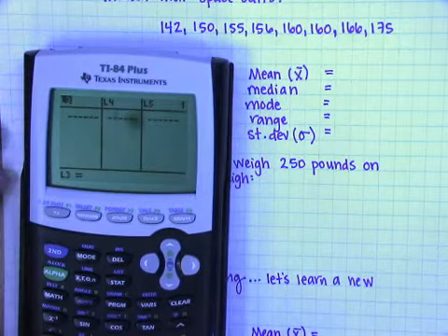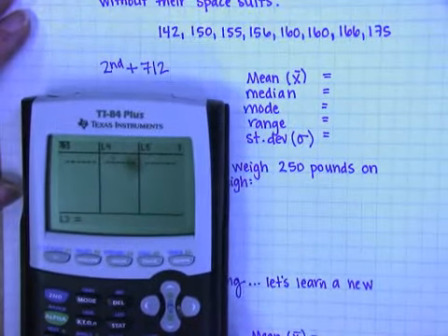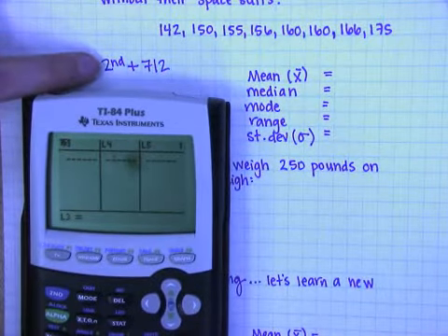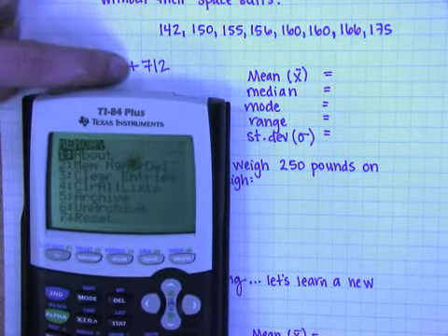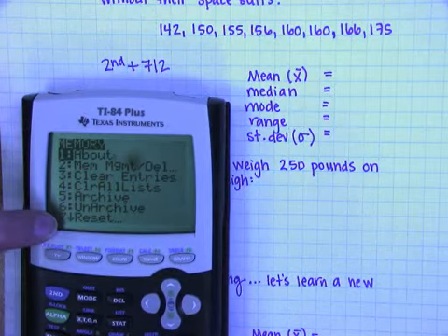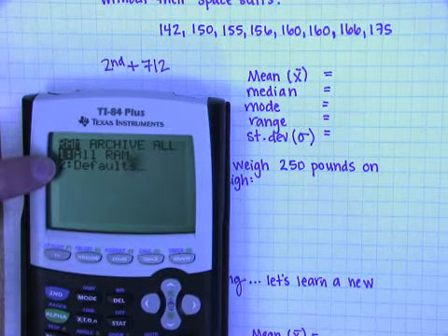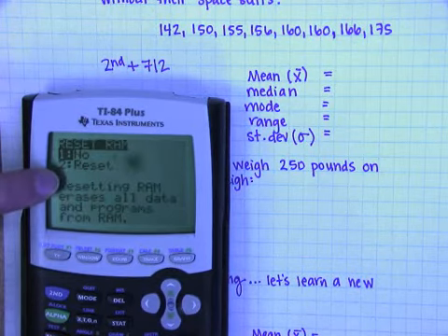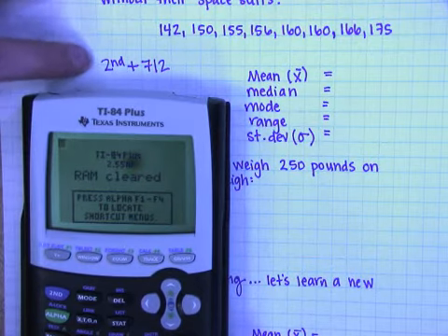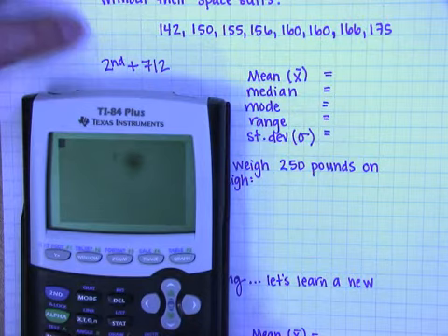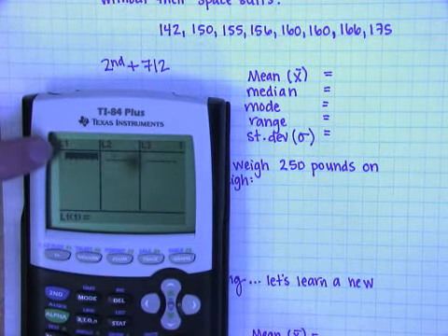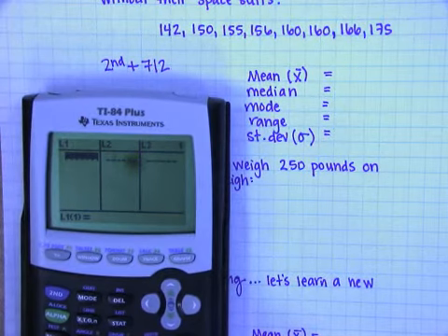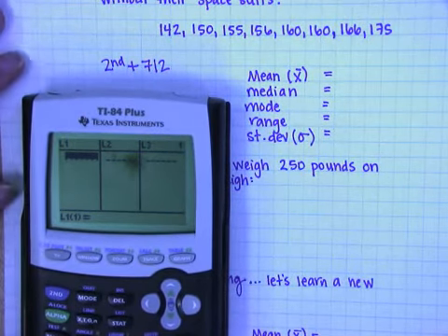So to get those back, what you're going to do is hit the following keystrokes. You're going to hit the second button, and then the plus key, and then 7 for reset, 1 for all RAM, and 2 for reset. So you're going to hit second plus 712 to clear your RAM. Once you do that, if you go back to stat and edit, then your L1 and your L2 will come back, because it sends your calculator back to sort of its factory default.